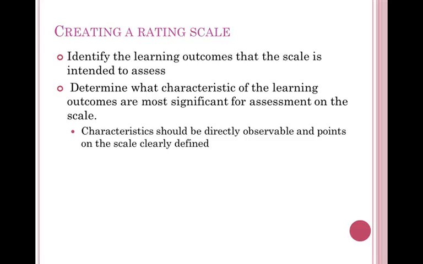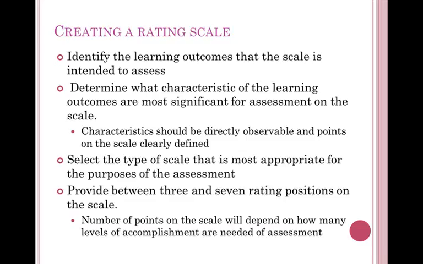Characteristics should be directly observable and points on the scale clearly defined. Okay? So you have to be able to observe the behavior you're measuring. Select the type of scale that is most appropriate. We saw 3 different types of scales. One had numbers, one had pictures, and then one had words, in the concept, the literacy rating scale. So when you go to create your own rating scale, you're going to have to decide what is going to work best. What type of markers does our grading scale use?